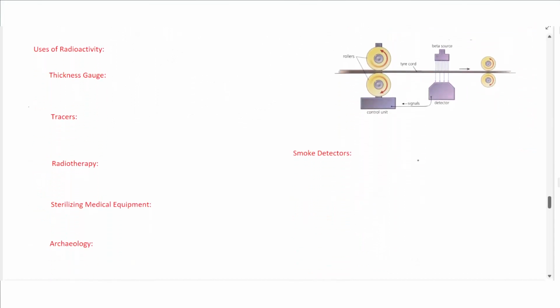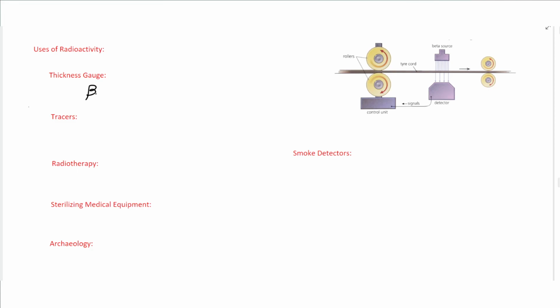As for the uses of radioactivity, you can use a radiation source, always a beta emitter, because the thicker the metal, the fewer beta particles can penetrate it. So the thinner the metal, more beta particles will penetrate it and reach a detector. So you can use this as a thickness gauge or a thickness meter in metals in factories, but it is also always a beta source.